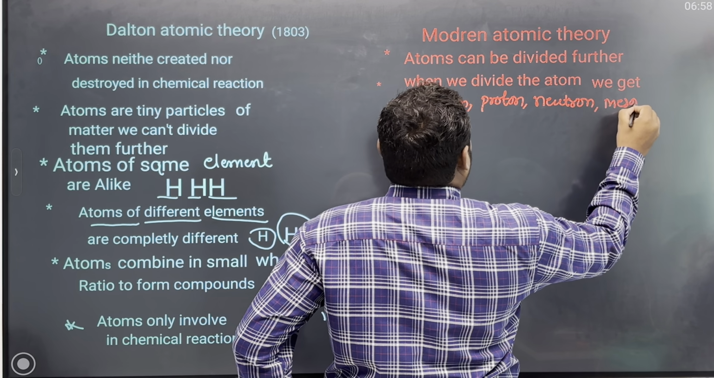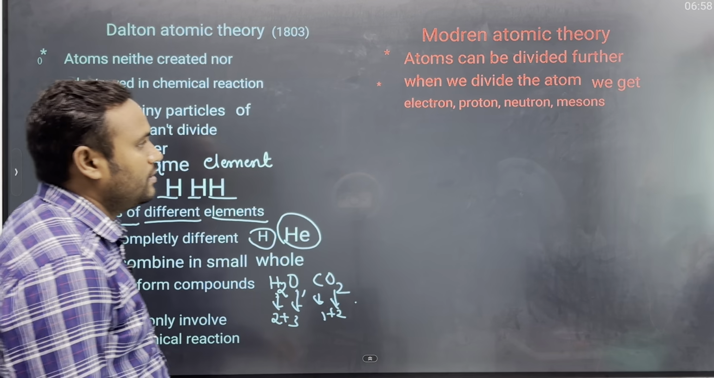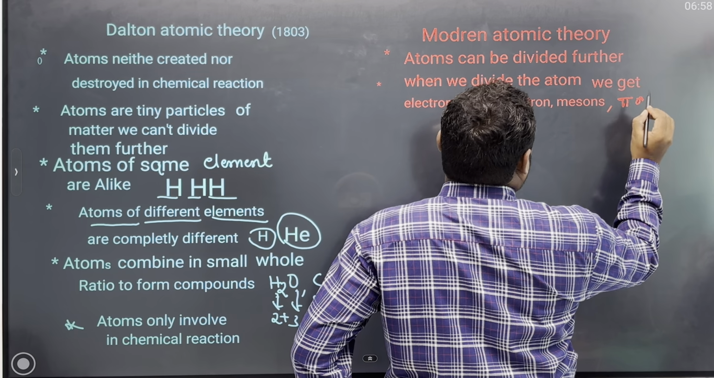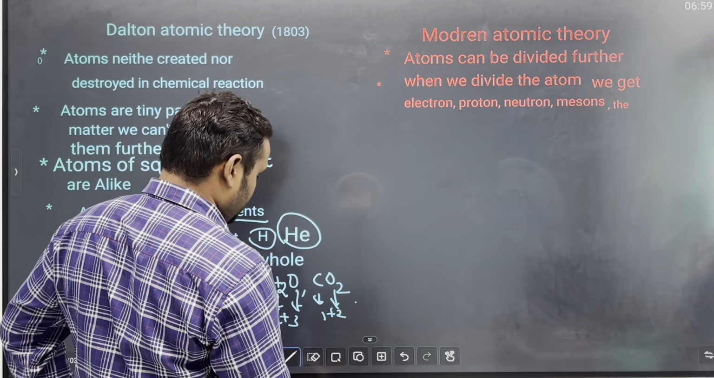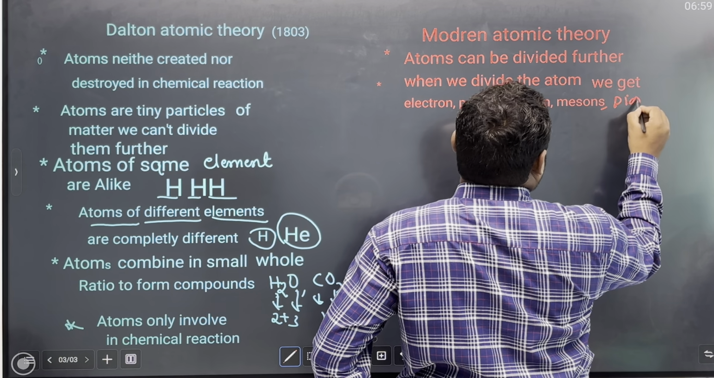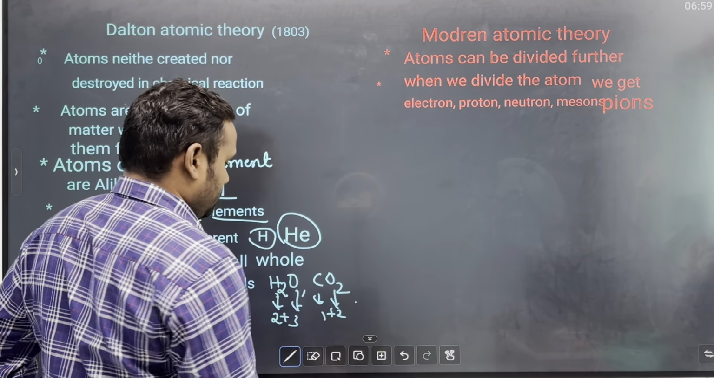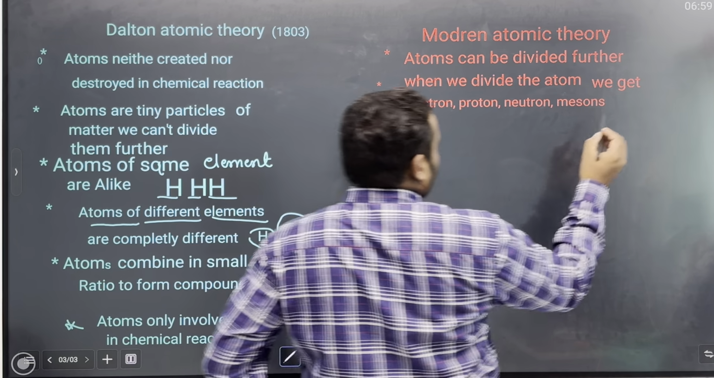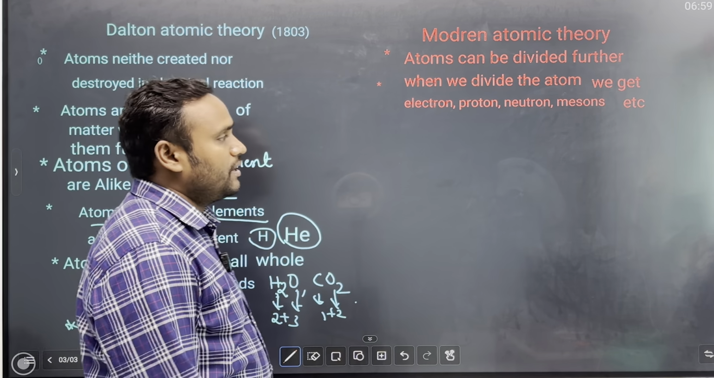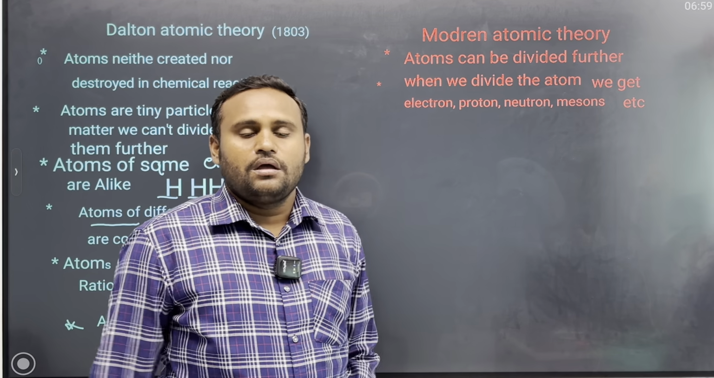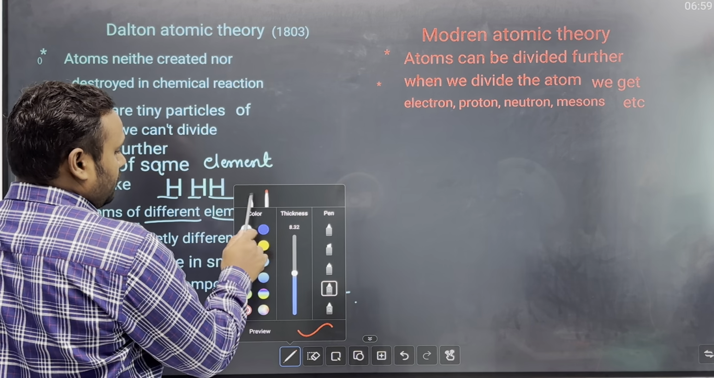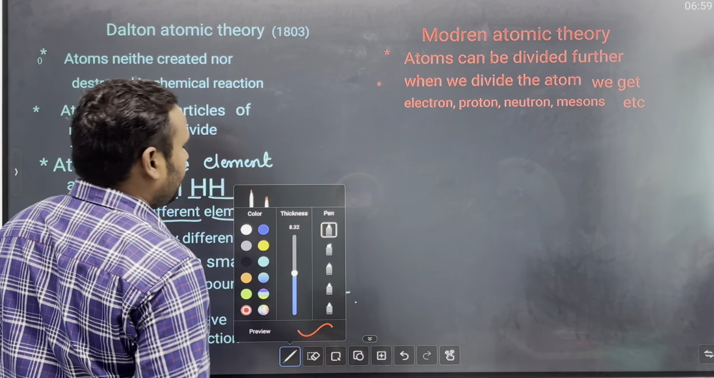We also get mesons and pions, etc. We get these types of fundamental particles, which means the atom is no longer indivisible. Atoms can be divided further. Atoms are no longer undividable, atoms can be divided further.